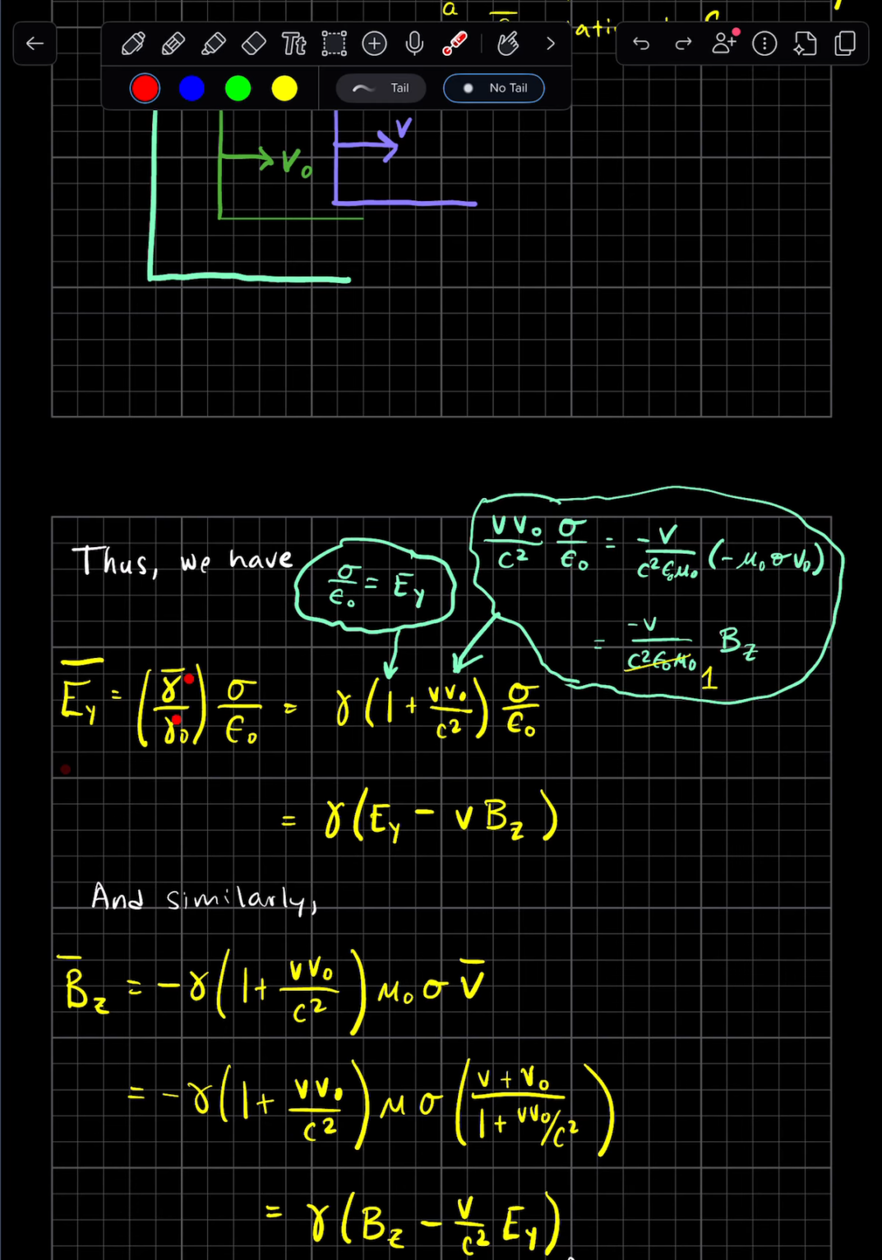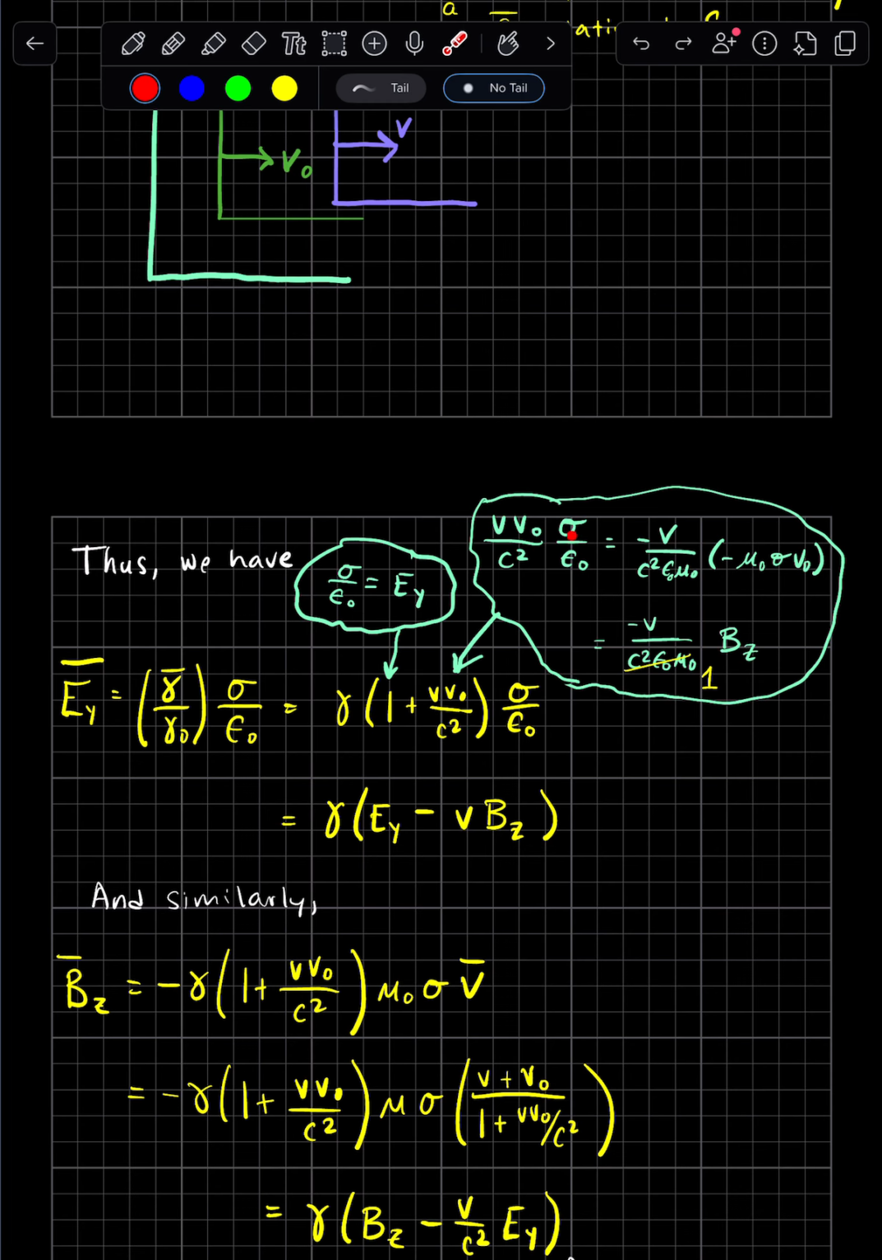EY bar is equal to gamma over gamma naught times sigma over epsilon naught over epsilon naught. And that's equal to gamma times 1 plus v v naught over c squared times sigma over epsilon. And here's where things get interesting. 1 times sigma over epsilon is EY. So I could rewrite this as EY.